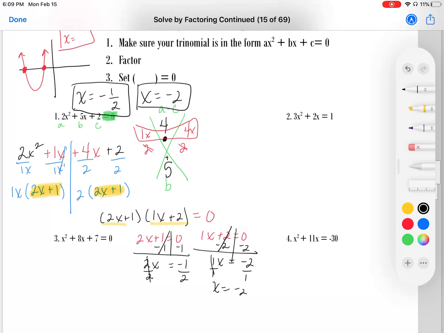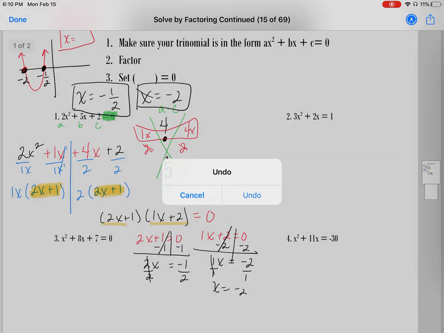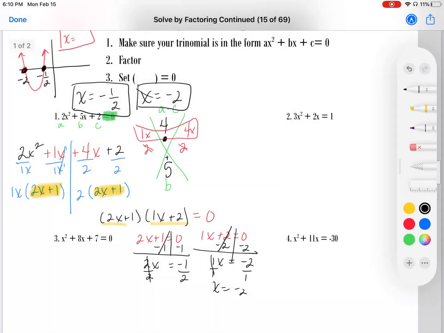So in number 1, if we graphed this, one of the dots hits at the number negative 1/2. That's a solution, a 0, a root, an x-intercept, and the other one would hit at the number negative 2. So the correct answer for number 1 is x equals negative 1/2 and x equals negative 2. Those are my two solutions for this first equation.